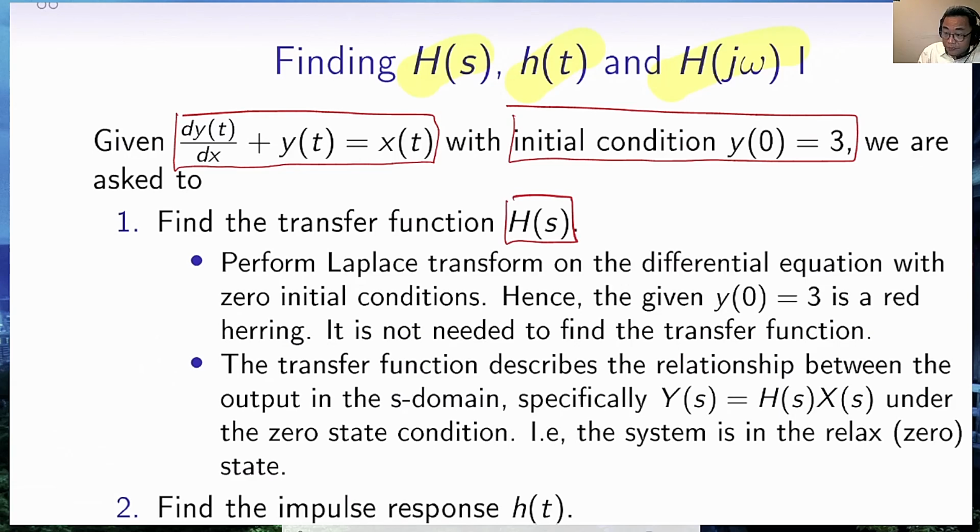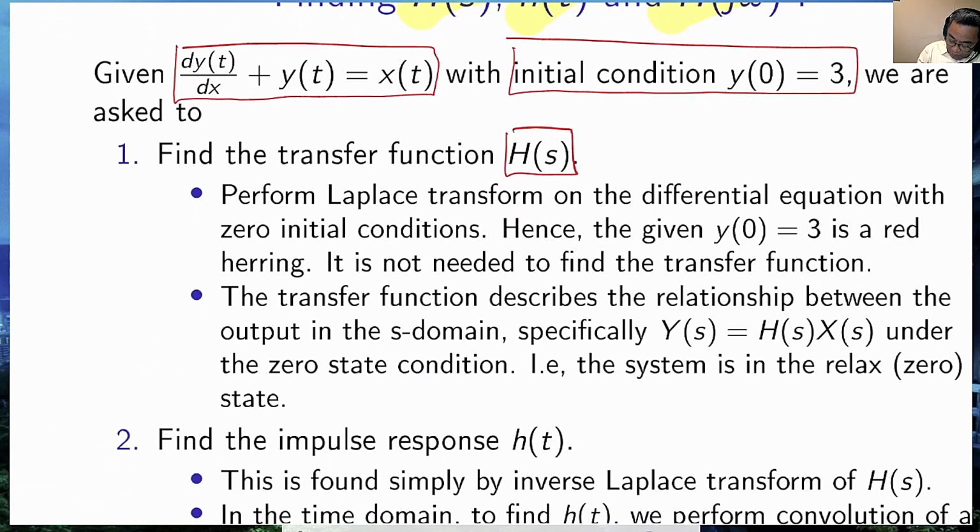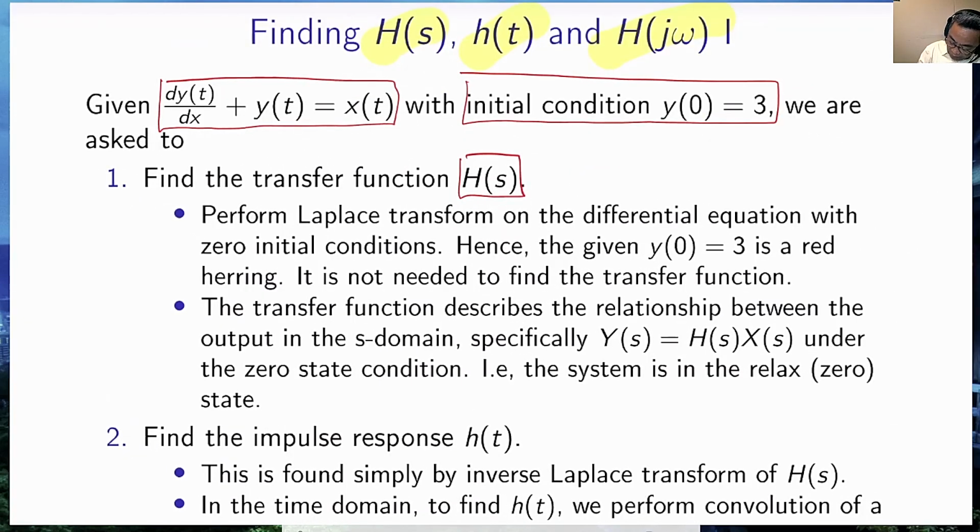transfer function. Now, remember that when we are asked to find the transfer function and we are given an initial condition, we must ignore it. To get the transfer function, we perform the Laplace transform on the differential equation with zero initial conditions. The initial condition is a red herring, meaning that it is useless. It's trying to fool you. If you put it there, you will not get the transfer function. You get something else. Okay?